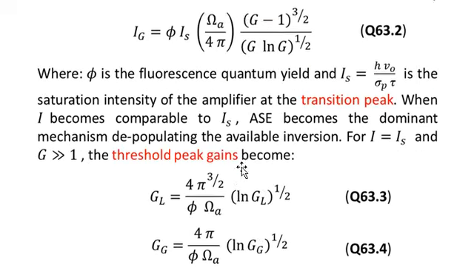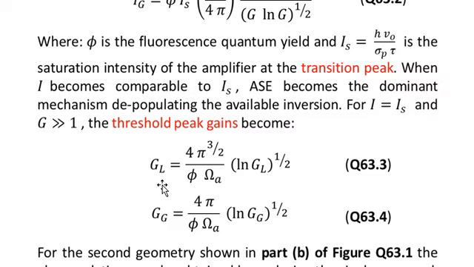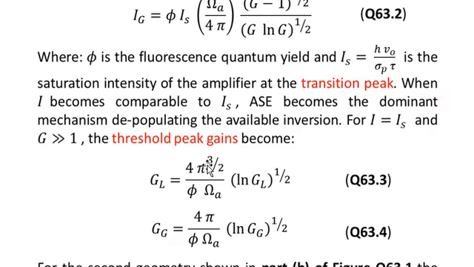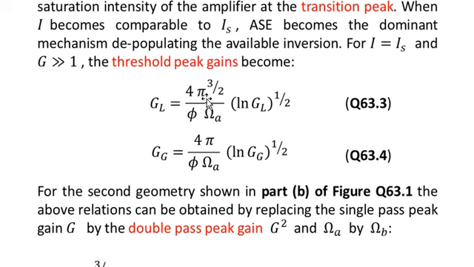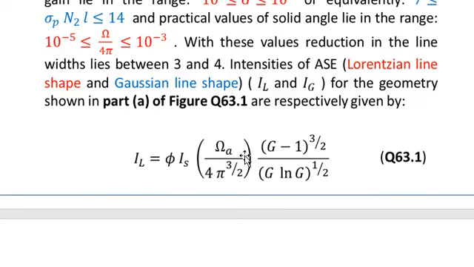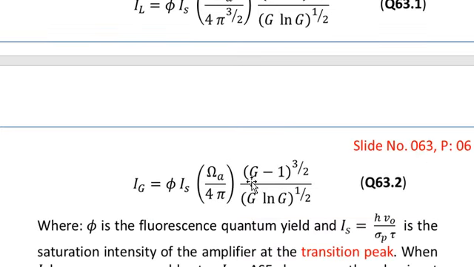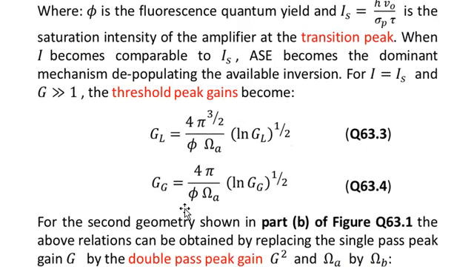So rearranging all these values, we have GL from this formula, which is equal to 4 into pi raised to power 3 by 2 divided by 5 into sigma A, and then we have log of GL raised to power half. We are using GL here because we are talking about the Lorentzian gain obtained from this formula. And if we want to obtain the same relationship from equation number 2, we shall call it GG. That is the gain in case of Gaussian profile.